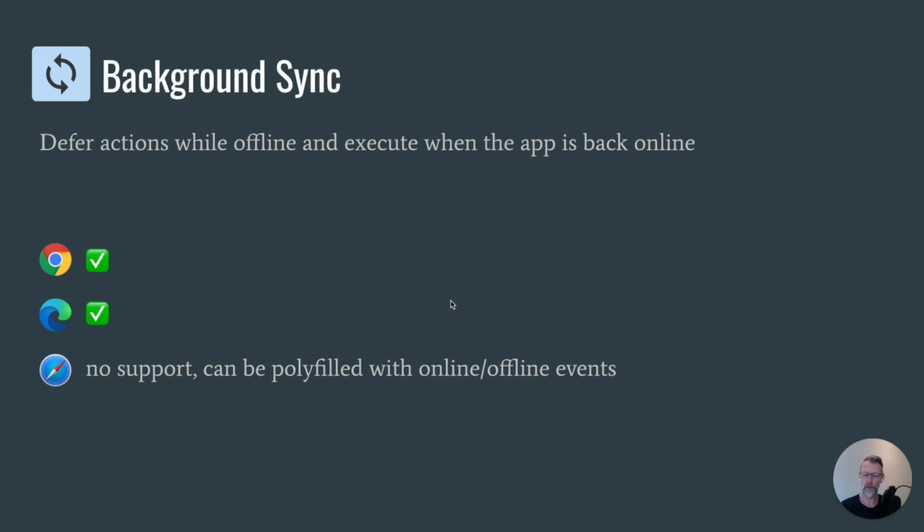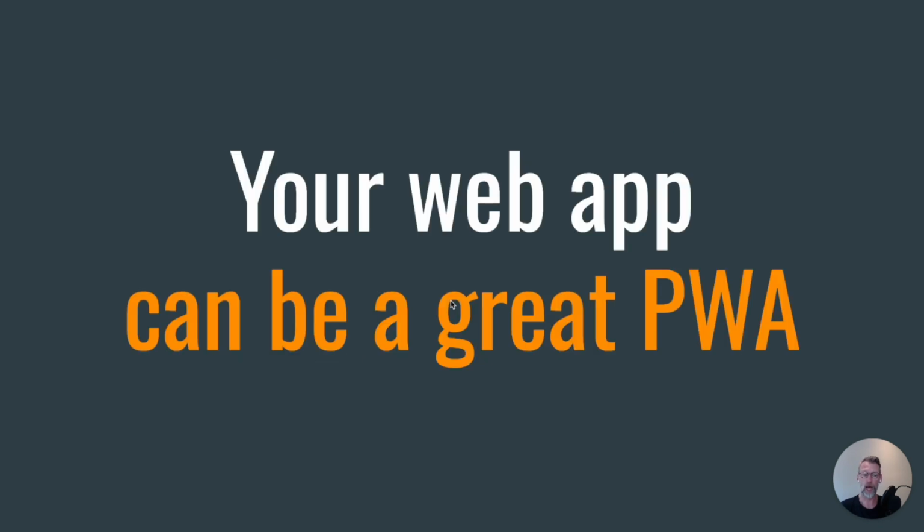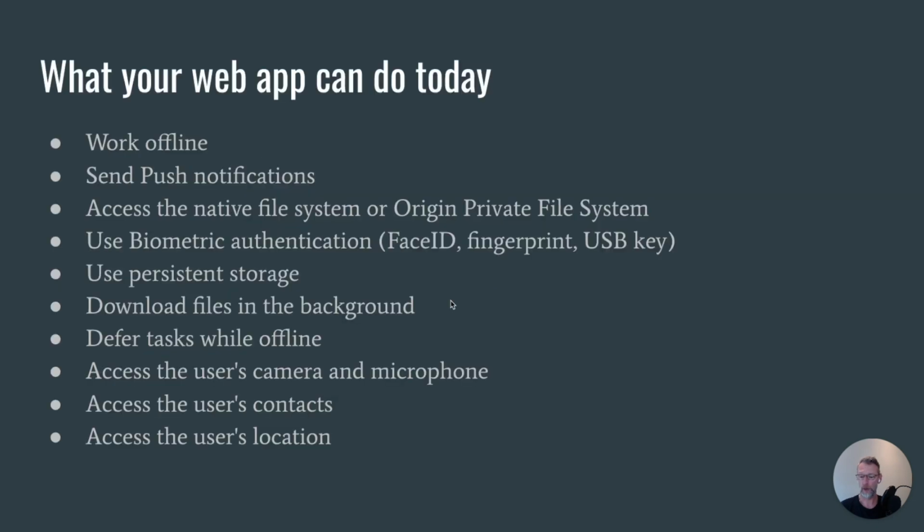So these are a couple of very nice features that are now available and that are coming available, and that means that your web app can already be a great PWA. There's quite an impressive list of stuff that we can use already. Your web app can work offline, you can send push notifications like I mentioned, the native file system can be used, biometric authentication. In addition to that, you can also access the user's camera, microphone, the contacts and the location. So the list of stuff that you can do right now on most or all platforms is pretty impressive.